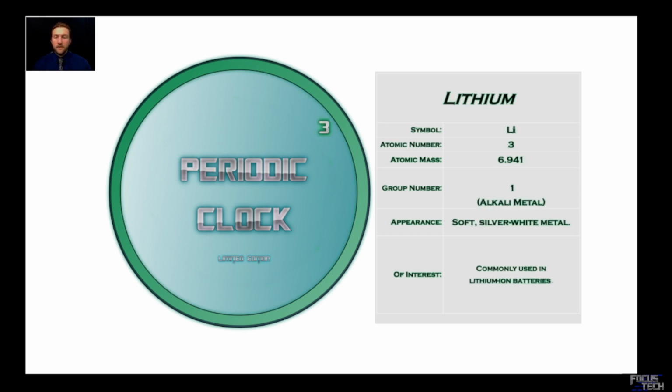Number 3, lithium. So lithium is an alkali metal. It comes across in nature as sort of a soft silver white metal, and it's very commonly used in cell phones. Those batteries are driven by Li-ion batteries.